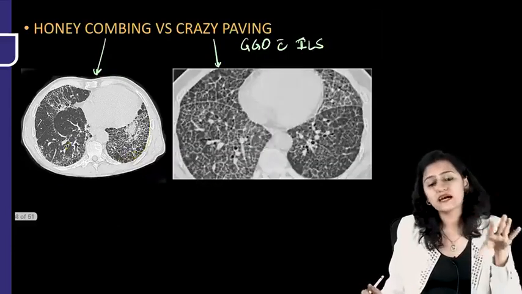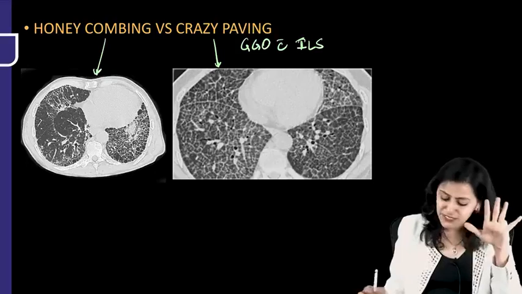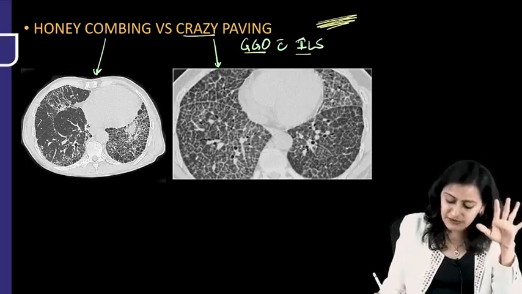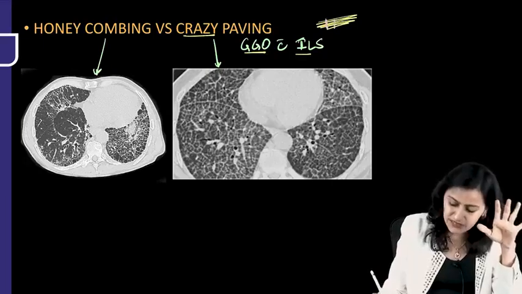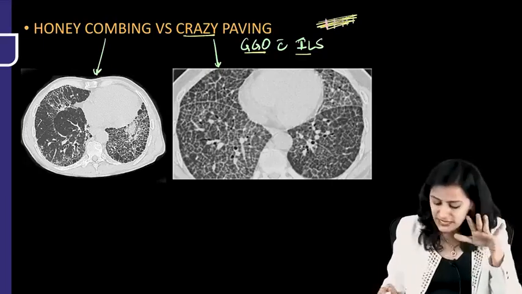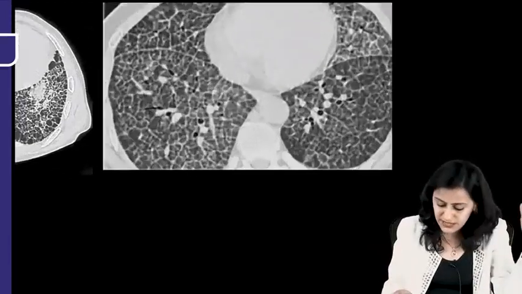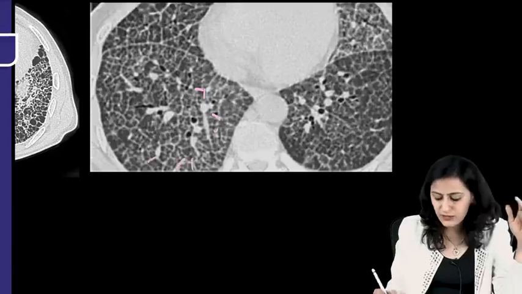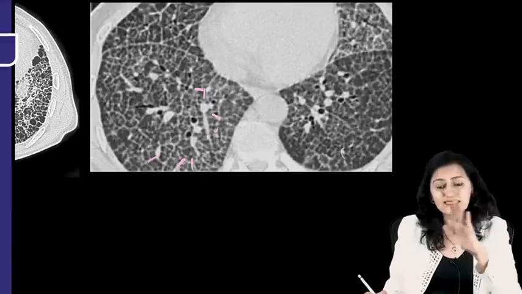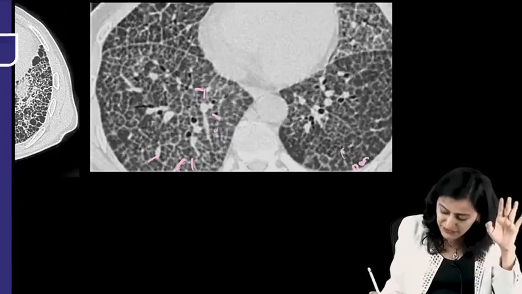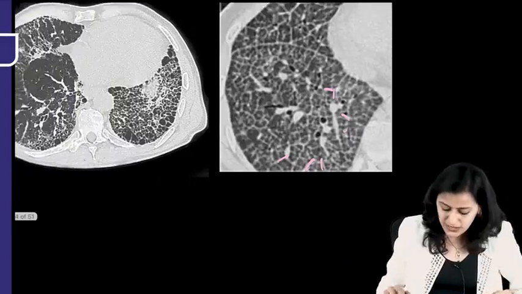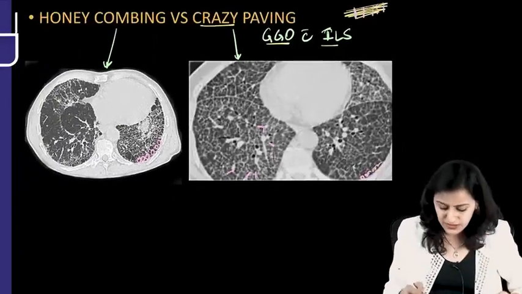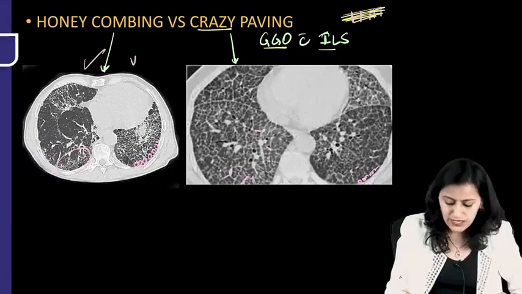Now, do not confuse this honeycombing with crazy paving. The difference between the two is that in crazy paving, we have the ground glass opacity with interlobular septal thickening. So we have the gray appearance of the lung with the interlobular septal thickening like you see here. Look at all these lines that you see. This is the interlobular septal thickening and the lung is not completely black. You don't see the air-filled cyst in the basal part. Versus honeycombing, you will see this black air-containing cyst. This is honeycombing, UIP pattern.